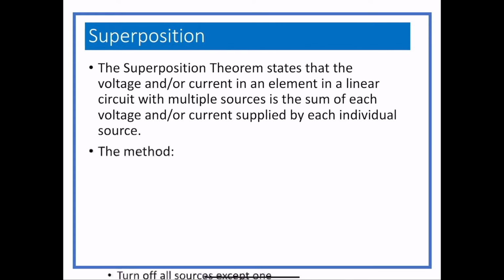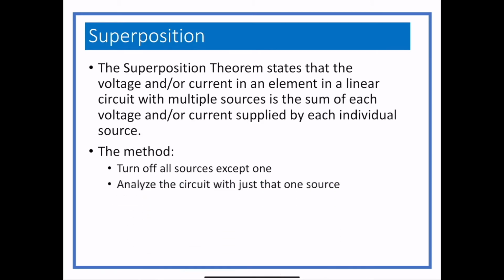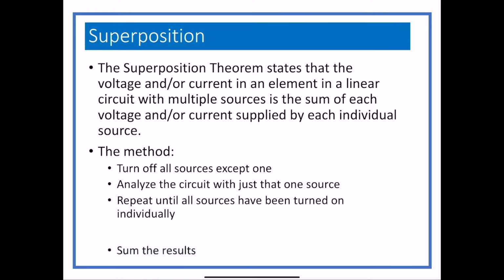So the general methodology is we turn off all the sources except one, analyze the circuit with just one source, repeat until all the sources have been turned on individually, and then sum the results, which for a complicated resistive network is a real pain because basically you're doing completely different analysis every time and you have to do it over and over and over again. But for op-amp circuits, once you do the analysis once for one input, oftentimes you can say, okay, for this input and this input, it's going to be the same result because of the way the circuits end up working out.